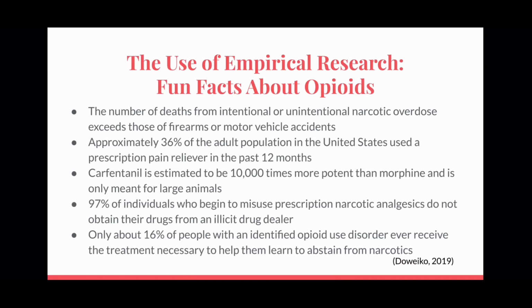97% of individuals who begin to misuse prescription narcotic analgesics obtain their drug not from an illicit drug dealer, but from a physician who prescribed it, or from a family member or friend or relative who had a prescription themselves. Only about 16% of people with an identified opioid use disorder ever receive the treatment necessary to help them learn to abstain from narcotics. And the term junkie was coined in the 1920s and referred to individuals addicted to heroin who supported their habit by collecting scrap metal from industrial dumps and selling it to junk metal collectors.